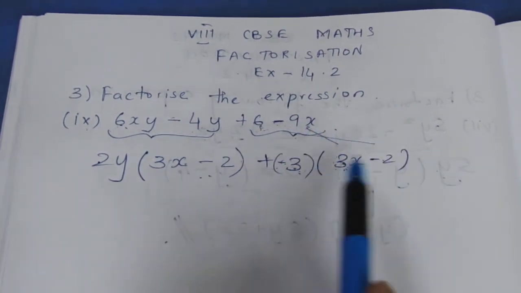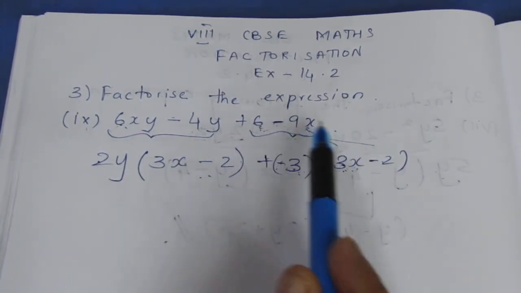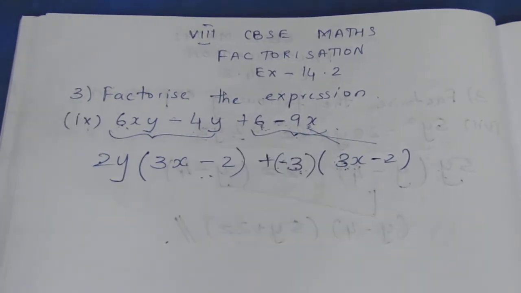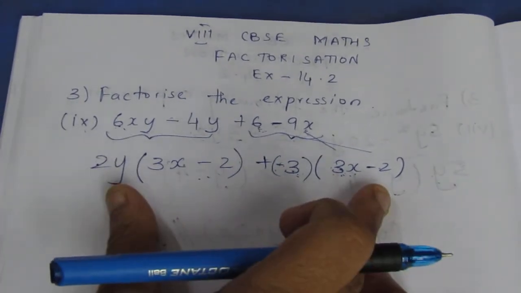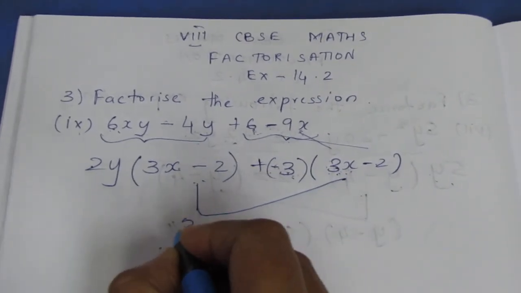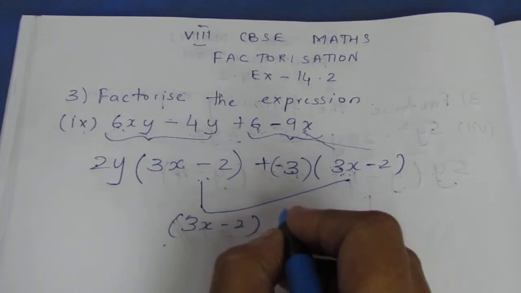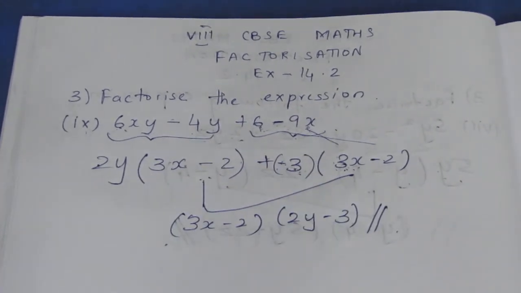3 3s are 9x. The same way we'll check with the number here. Plus into minus will become minus, and 3 2s are 6. So taking the minus sign outside, the brackets have become the same. So write the bracket once and the rest in another bracket. So this is your final answer for the sum.